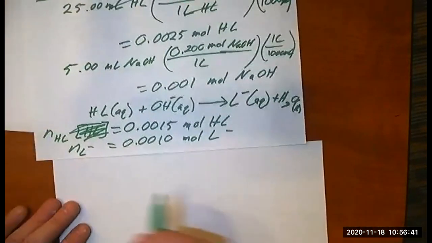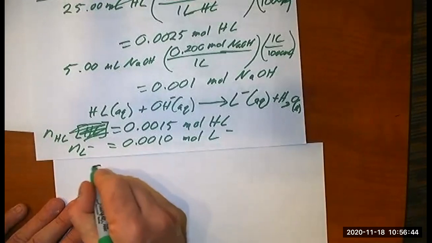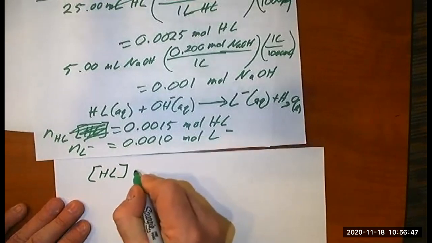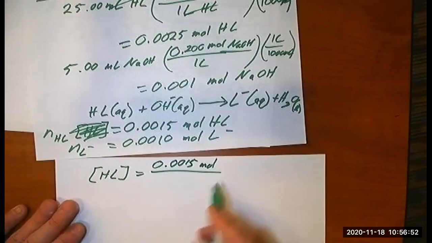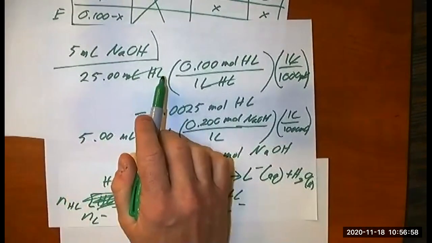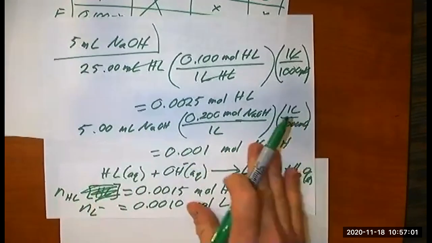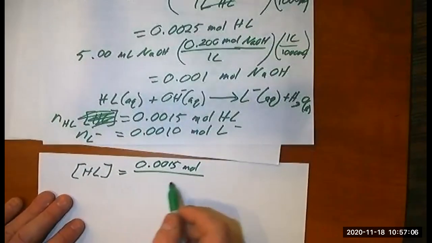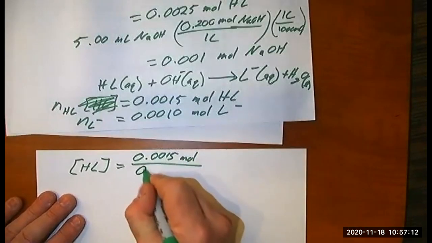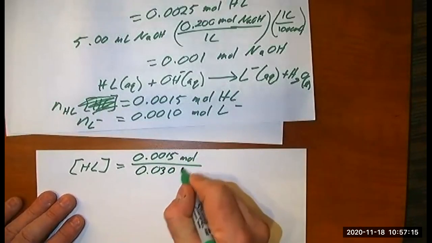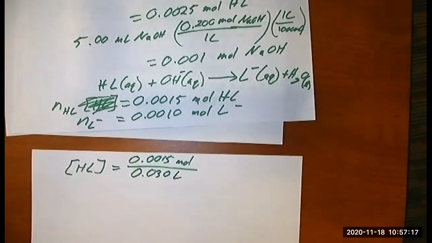Well, those are the number of moles. What we want, though, is concentrations. So our concentration of HL is going to be those number of moles over the volume that we have. So we started with 25 milliliters of the HL, and we've added 5 milliliters of the sodium hydroxide, so we have 30 milliliters now. You can either write that as 30 milliliters and then do a conversion from milliliters to liters, or you can directly write 30 milliliters as 0.03 liters, which is what I did right there.